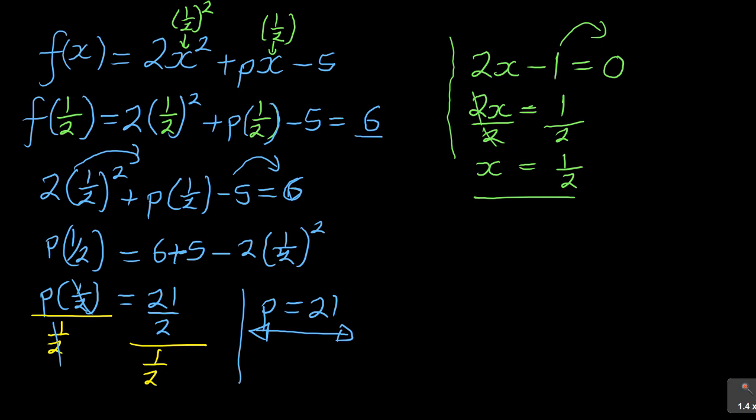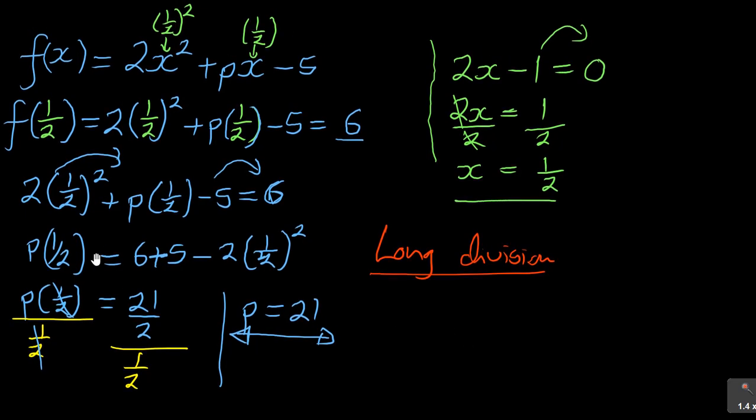So if I was going to use the long division approach, how was I going to simplify that? With the long division, I'm going to take this 2x minus 1 like this. In this case, 2x minus 1 is dividing my f of x, which is 2x squared plus px minus 5.